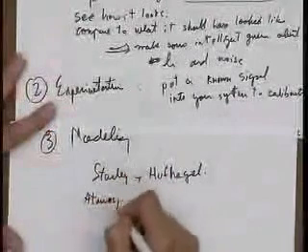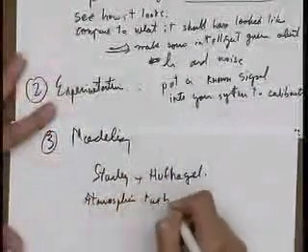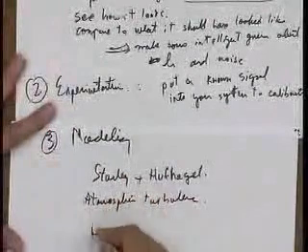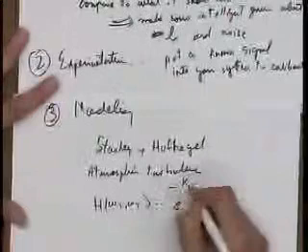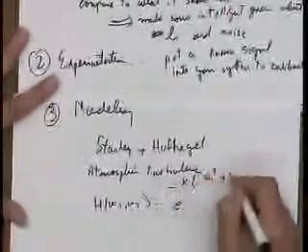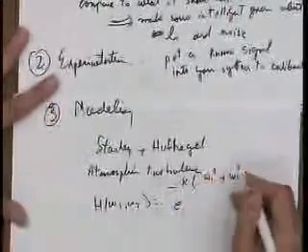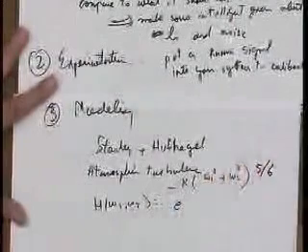Atmospheric turbulence. And it is H of omega 1 and omega 2 in the frequency domain is e to the minus k times omega 1 squared plus omega 2 squared, to the power of 5/6. And how do you think they came up with this 5/6 power?